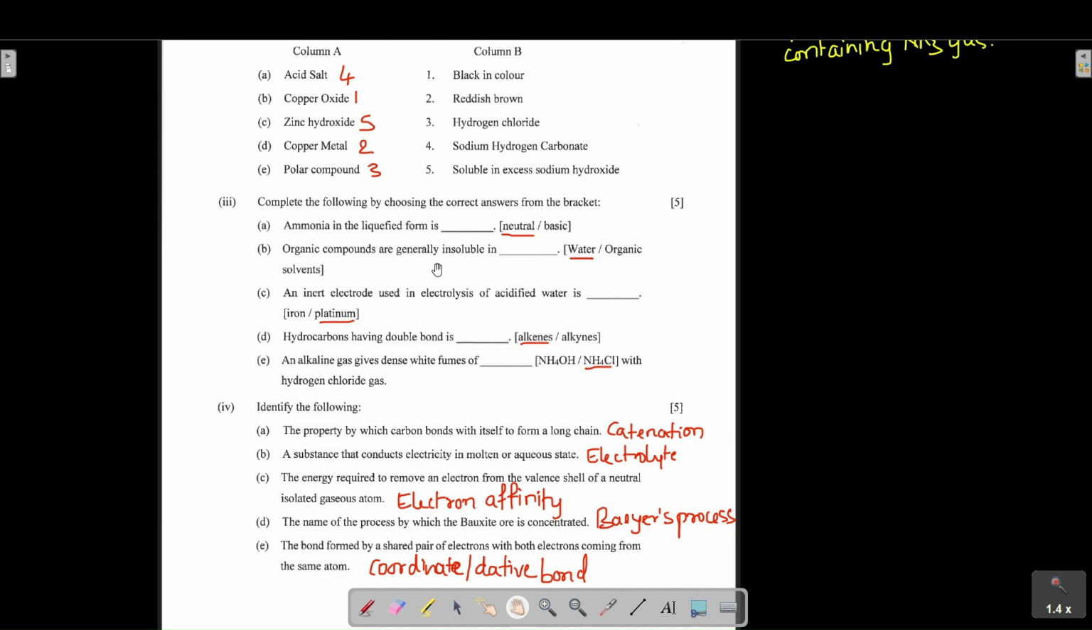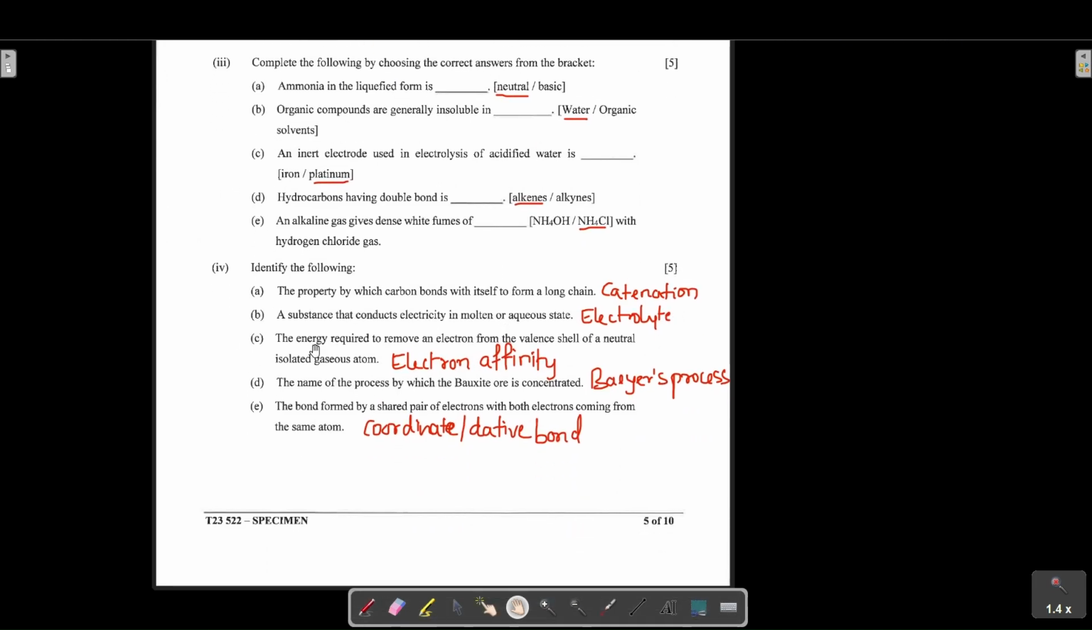Organic compounds are generally insoluble in water. They are soluble in organic solvents. An inert electrode used in electrolysis of acidified water is platinum. There are only two electrodes which are inert, platinum and graphite. So whatever option you have, tick that. Hydrocarbons having double bond is alkenes. An alkaline gas gives dense white fumes of NH4Cl with hydrogen chloride gas. I just told you previously.